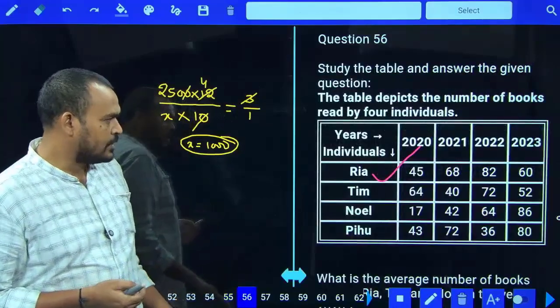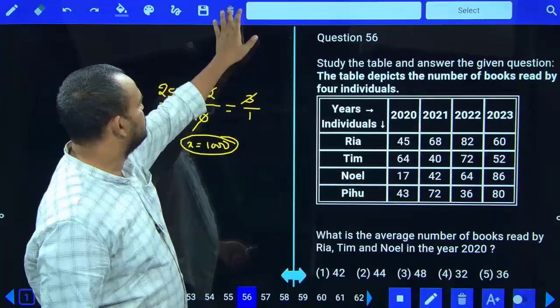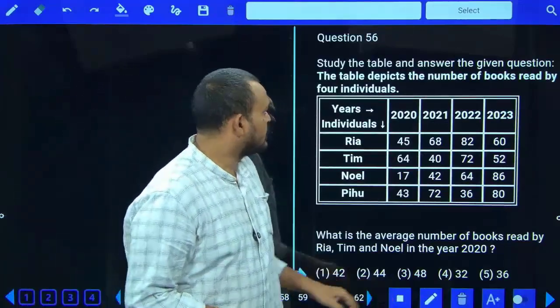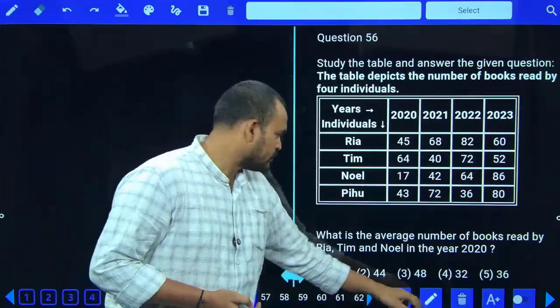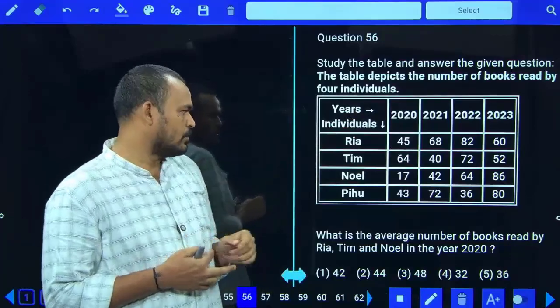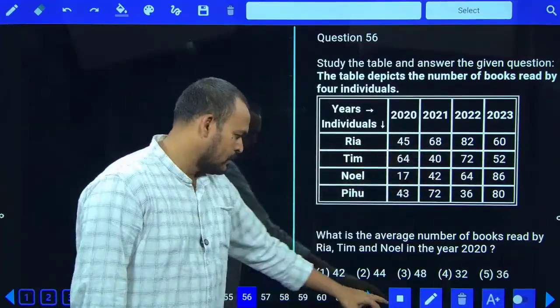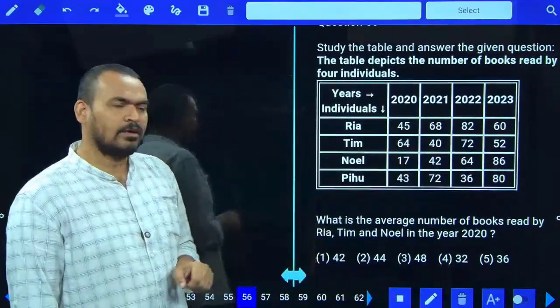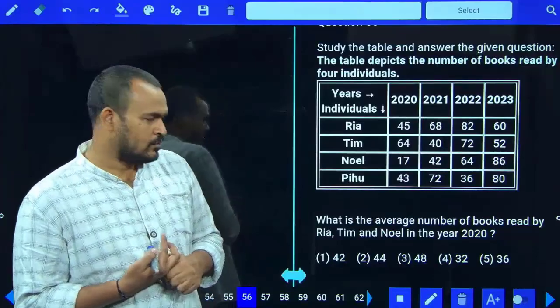Next question number 56. Let's look at the table. The table differentiates the number of books read by 4 individual persons. Ria 20, 21, 22 and 23, and so on. What is the first question? What is the average number of books read by Ria, Tim and Noel in the year 2020?